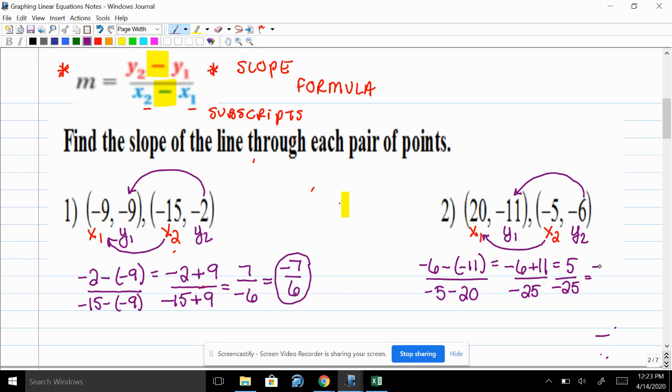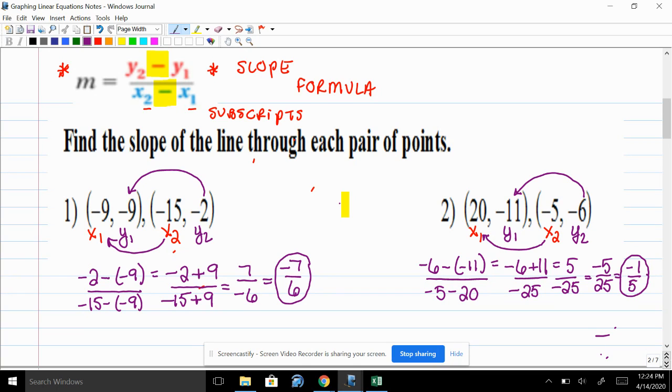I'm going to shift the negative to the top because that's where it goes. And then that can be reduced. 5 over 25 can be reduced to 1 over 5, so your final answer there is -1 over 5. It's really just arithmetic, guys, making sure your numbers go in the right spots. Making sure you just track your formula and follow your formula.